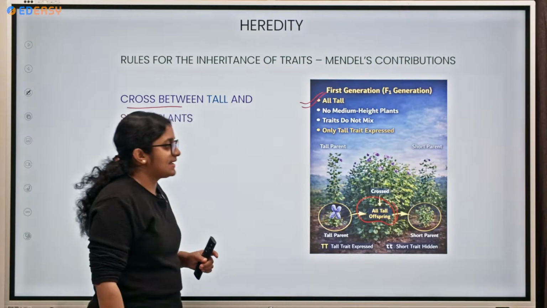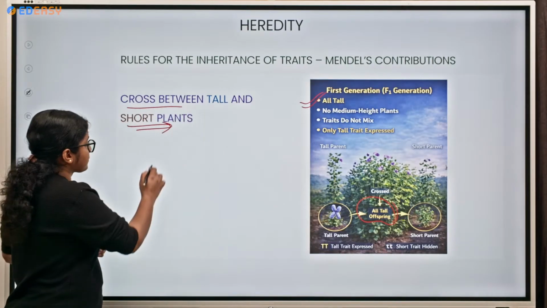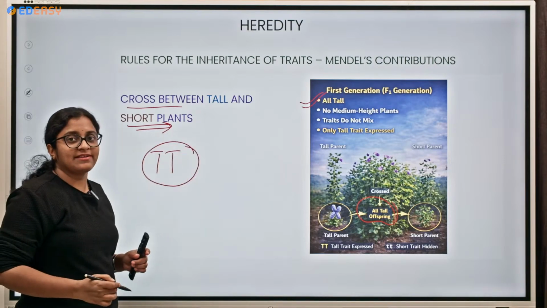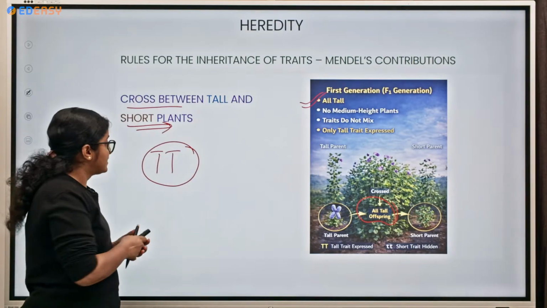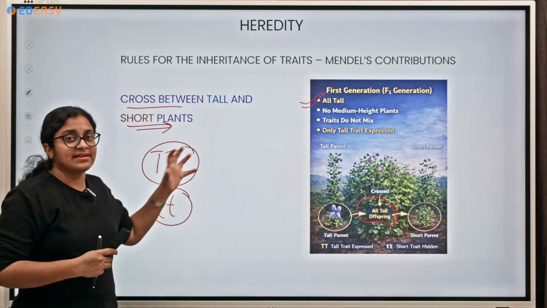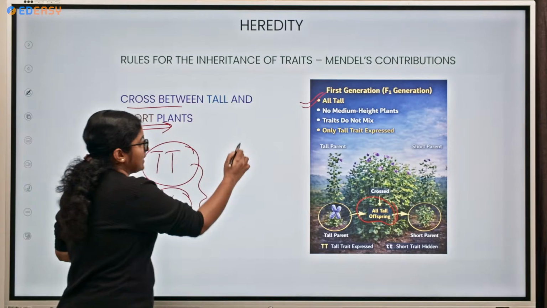Only the tall plants get expressed. Okay, so we can say the capital T corresponds to tallness. The small t corresponds to shortness, right? When there is a cross between them, half the gametes will be like this.